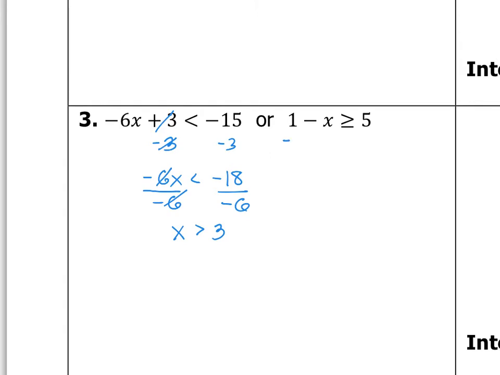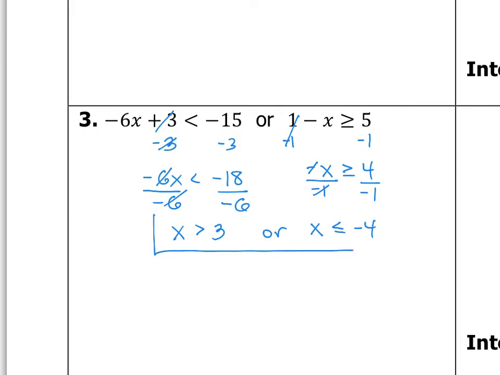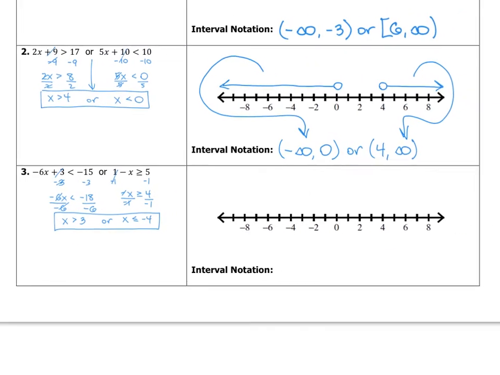Now I'll solve my right inequality. I need to subtract 1 as my first step. That gives me negative x is greater than or equal to 4, and then I need to divide both sides by negative 1. Again, my inequality sign flips, and now I have x is less than or equal to negative 4. So x is greater than 3, or x is less than or equal to negative 4.